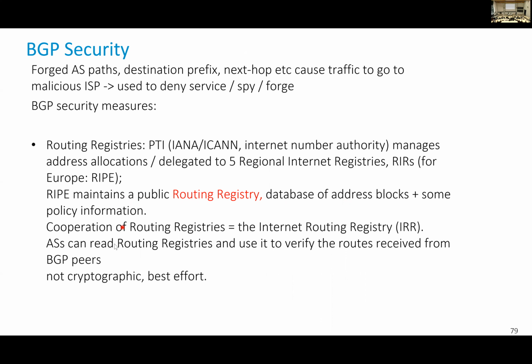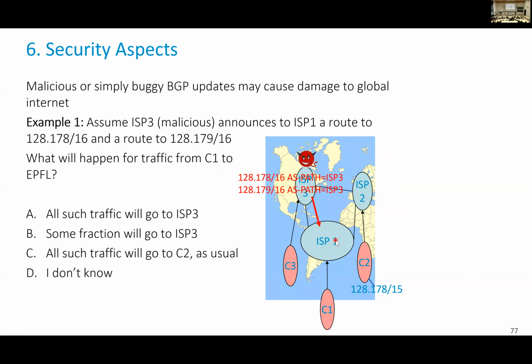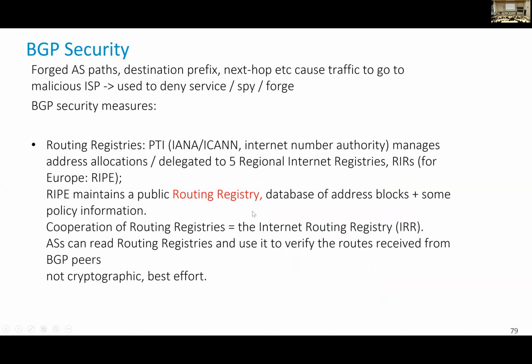So ASes can have access to this, so this is public information, and then you can use it to verify the routes. For example, if ISP1 goes to the Internet Registry of Europe, it will know that this route here is originated by SWITCH and not by ISP3. So it will deduce that there's a problem. ISP3 should not be one AS hop away from this prefix here. That's simply by screening a public database here. It's not cryptographic, and it works more or less well.